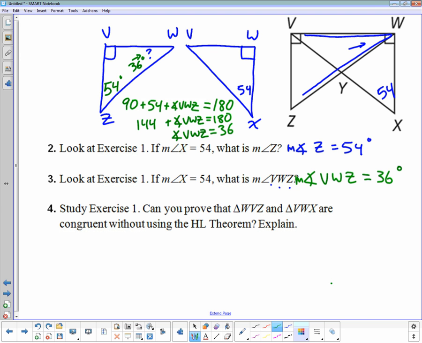So can we prove these two triangles are congruent without the HL theorem? Yes. Yeah. I'm not so sure. You'd have to do some pretty fancy dancing in order to do it, but it might be possible.